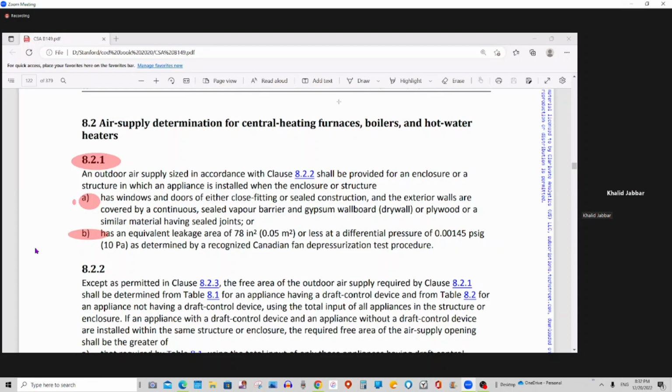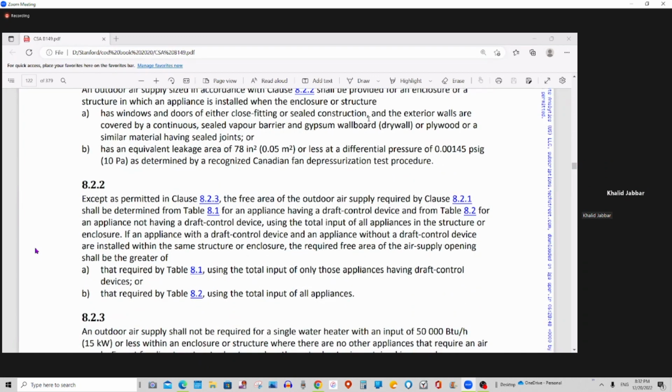Okay, would you go to 8.2.2, please? 8.2.2: Except as permitted in clause 8.2.3, the free area of the outdoor air supply required by clause 8.2.1 shall be determined from table 8.1 for an appliance having a draft control device and from table 8.2 for an appliance not having a draft control device, using the total input of all appliances in the structure or enclosure.